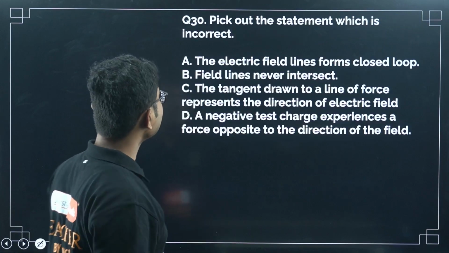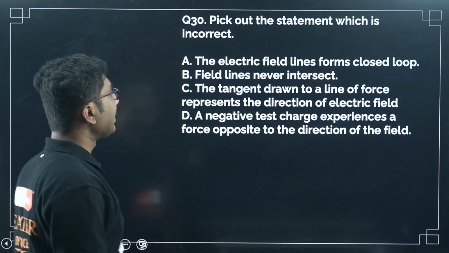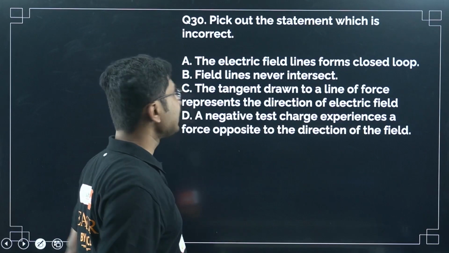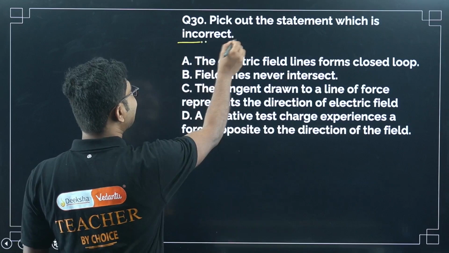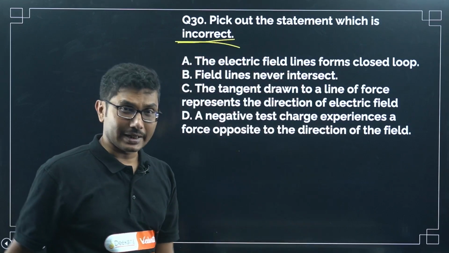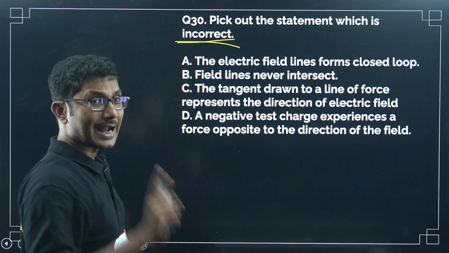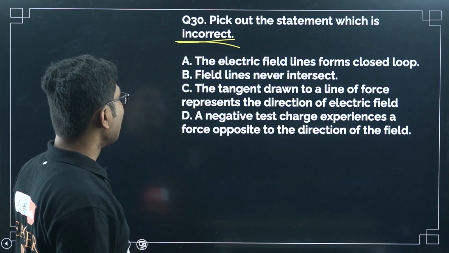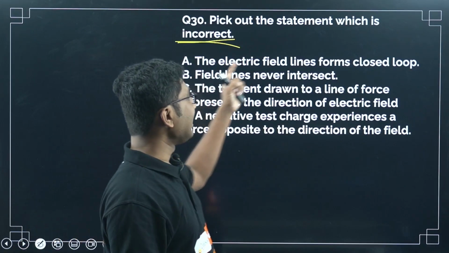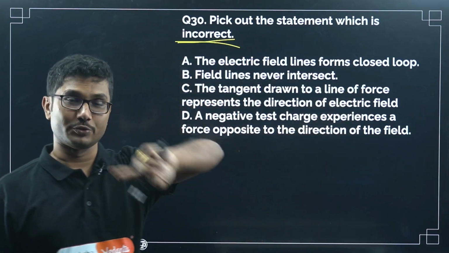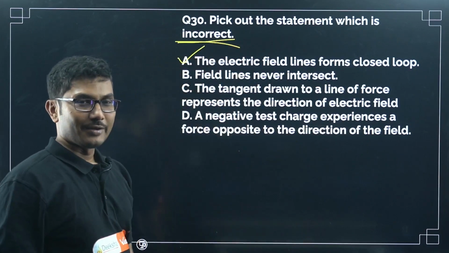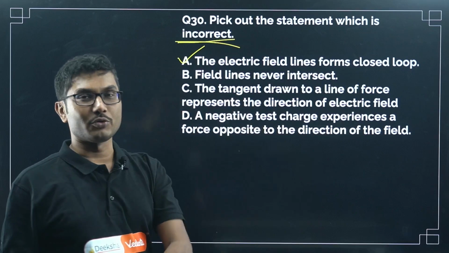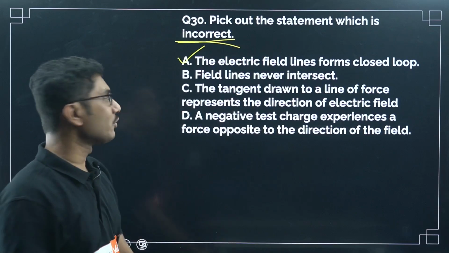Now let's move on to the next question, last question. Pick out the statement which is incorrect. So again here you have to pick the incorrect statement. That means 3 statements are correct, only 1 statement is incorrect. That incorrect statement you have to be careful about. The electric field lines form closed loops. The first statement itself is wrong. Okay, so the correct answer is option A. Electric field lines do not form closed loops, only magnetic field lines form closed loops.